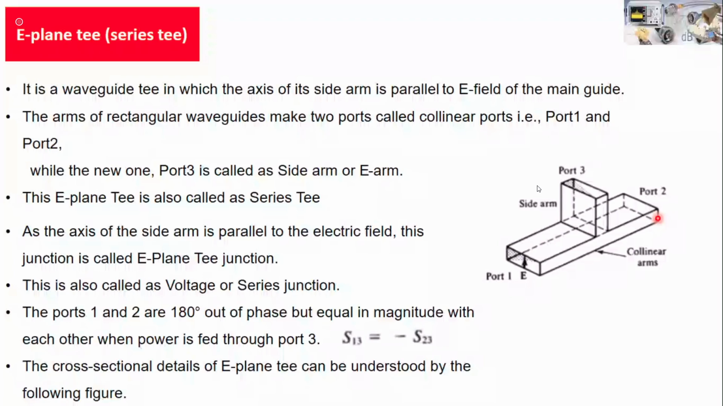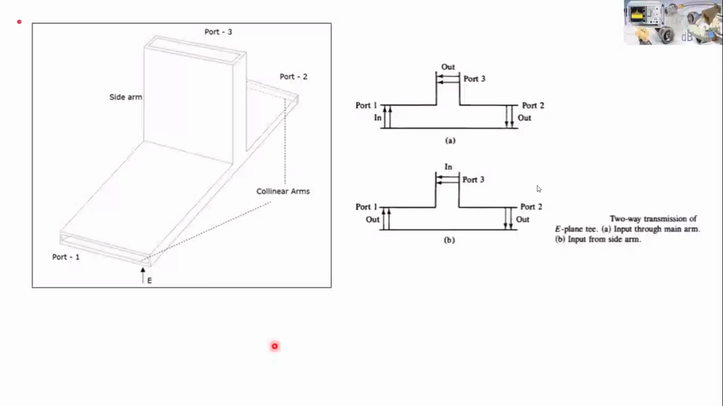So basically, now come to the slide. It is a series type T. Now see this point: port 1 and port 2 are 180° out of phase, but equal in magnitude with each other when the power is fed through port 3. So a better diagram you can see here. When the input is fed at port 3, the opposite phase signal appears at port 1 and port 2.